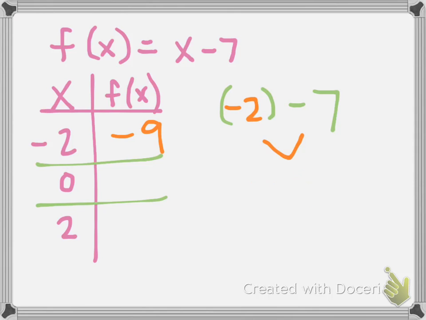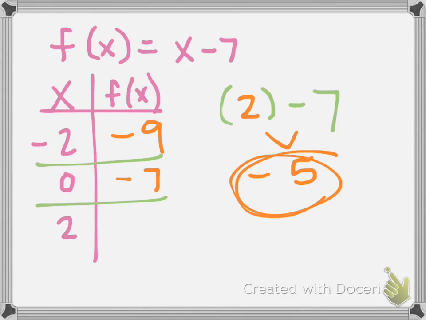And now I can keep going for each of these values. The next thing that I'm going to substitute in for x is 0. 0 minus 7, solve out the expression, is -7. So I can go back and put that in my table. And last but not least, what is the function of x when x is 2? Well, the way I figure that out is plug it in. 2 minus 7 is -5, so when x was 2, the function of x is -5. Put it in my table. Your turn to practice.